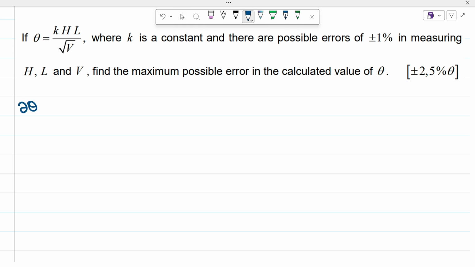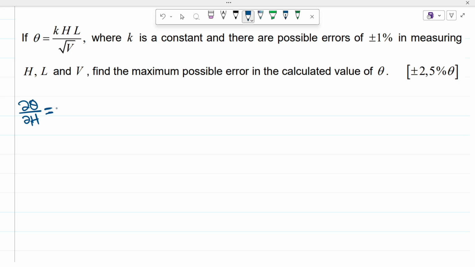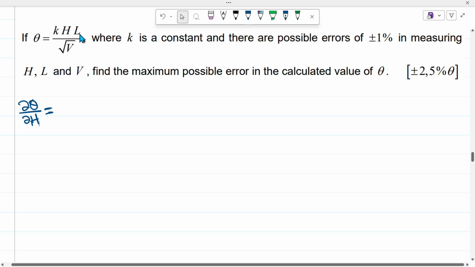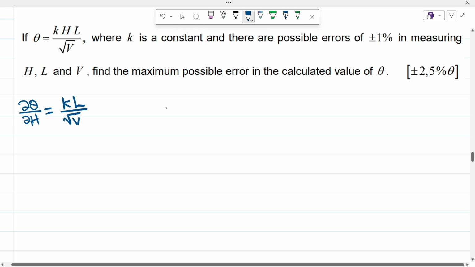Partial derivative of theta with respect to h is going to be equivalent to what? If k, l, and v are constants, then when we differentiate with respect to h, we're just going to get kl divided by root of v.